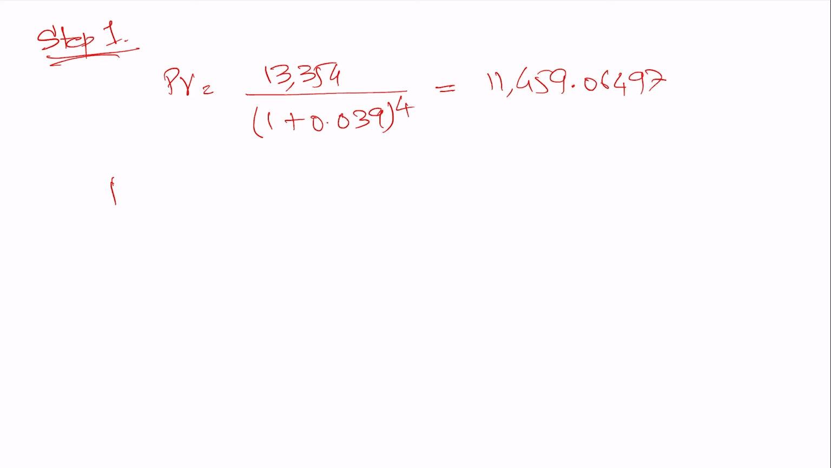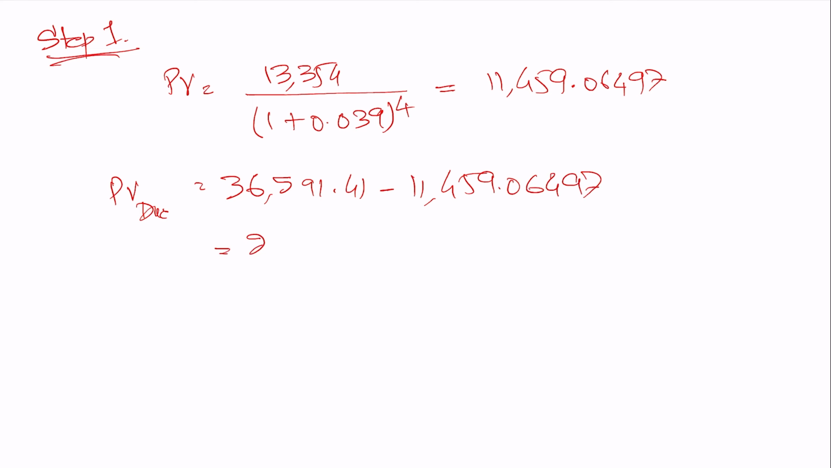Overall, to find the present value due, we have to subtract the 36,000 because the down payment is already subtracted. So 591.41 minus 11,459.06497 gives 25,132.34503. Now we want to find out the PMT.